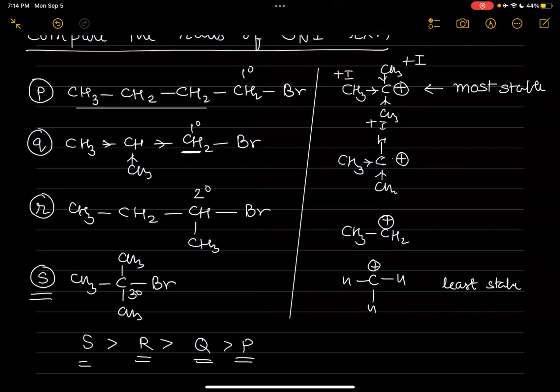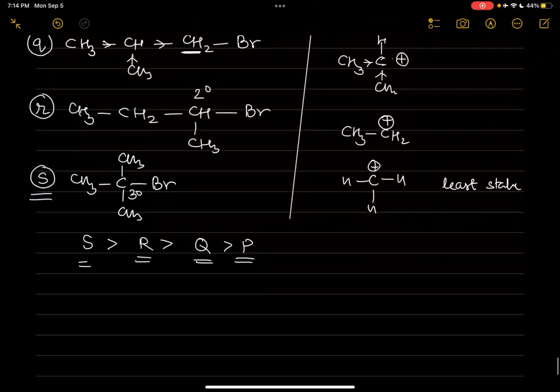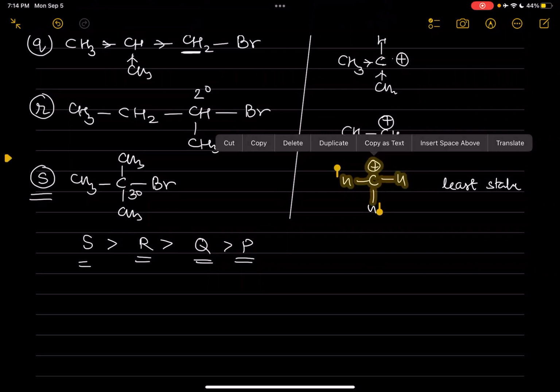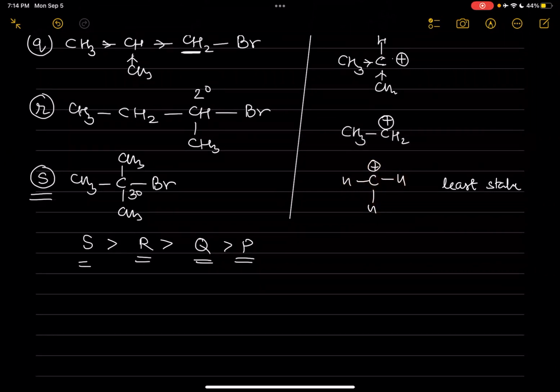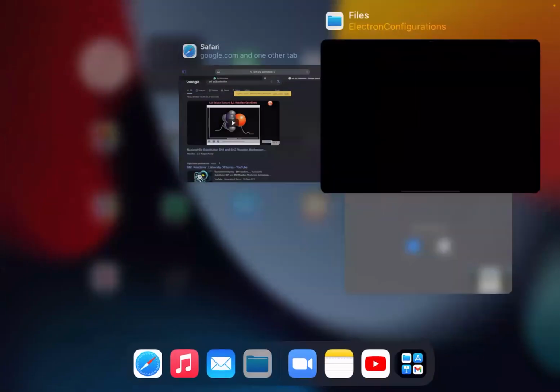Okay, so this is the rate of SN1. So S, being tertiary, is going to form the cation very easily. That slow step which we discussed now is going to happen very quickly. So this is given in our NCERT also.